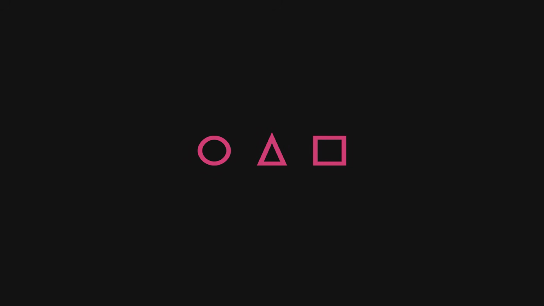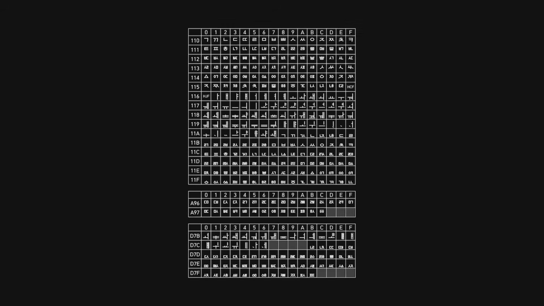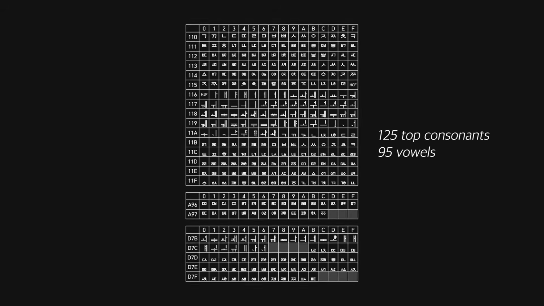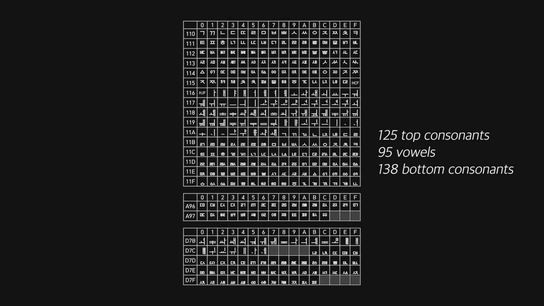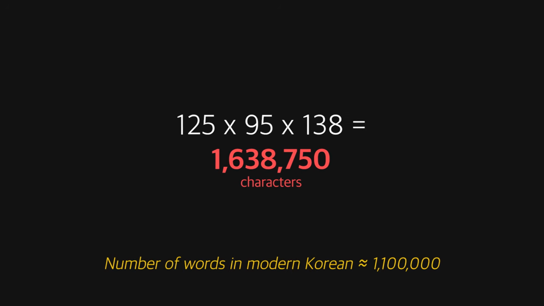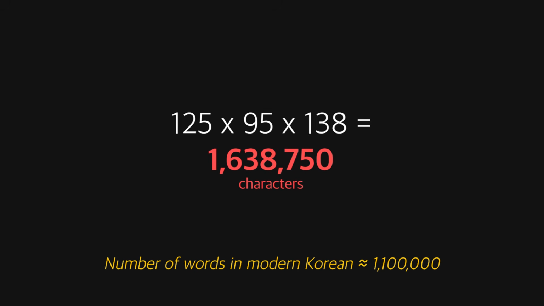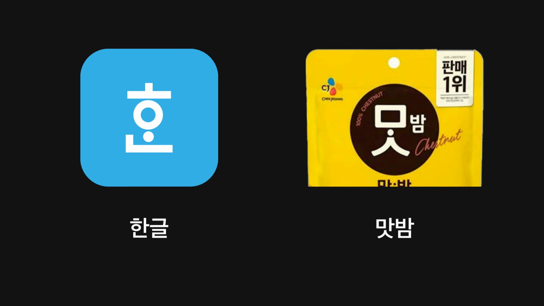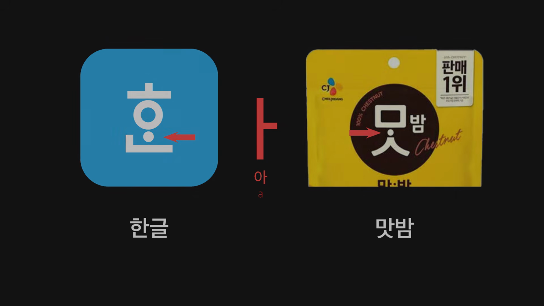I guess the point is that you should be relieved that Korean has gotten simpler over the years and less complicated to learn. Old Korean had 125 top consonants, 95 vowels, and 138 bottom consonants, producing over 1.6 million characters alone. That's 500,000 more than the number of Korean words there currently are. It is simply staggering. The most notable examples of Old Korean today are the Korean version of Microsoft Word called Hangul and this chestnut snack brand. Both of them have this little dot in the middle of the consonants, which eventually became the vowel ah that we see today.